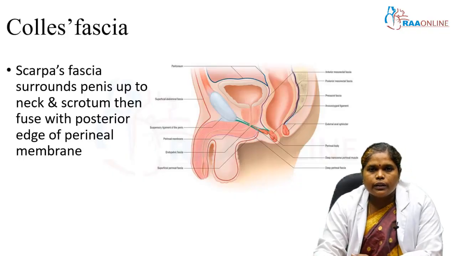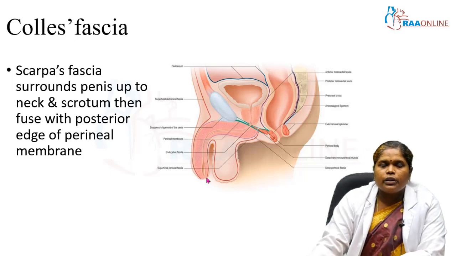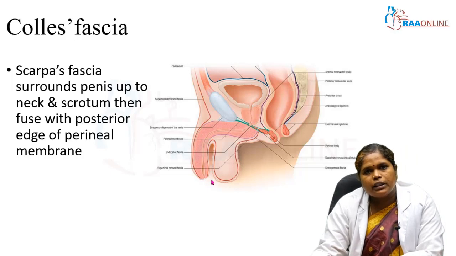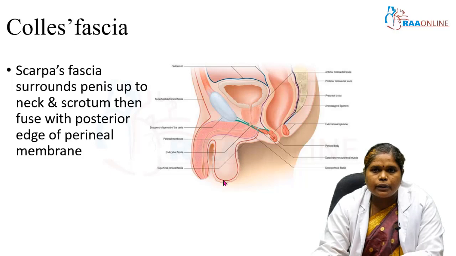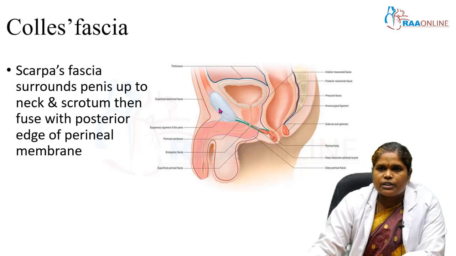So before going into the pouches, you should have an idea about the fascia. So here the important fascia in this region, the perineal region, is Colles fascia, and another one is the perineal membrane. We have discussed the perineal membrane in a separate class. Now we will see about this Colles fascia.